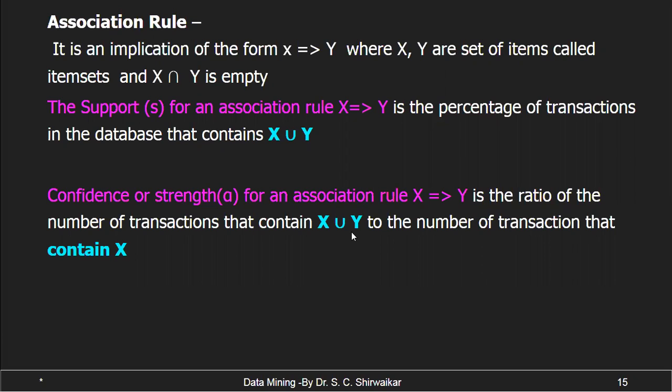Okay, so let me give one example regarding confidence. For example, confidence of 60% means that 60% of customers who purchased milk and bread also bought butter. This means the rule satisfied both minimum support and minimum confidence. It is a strong rule. From that we generate strong rules.